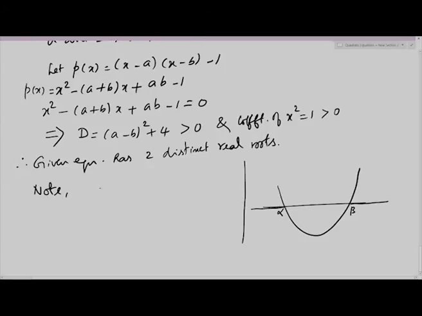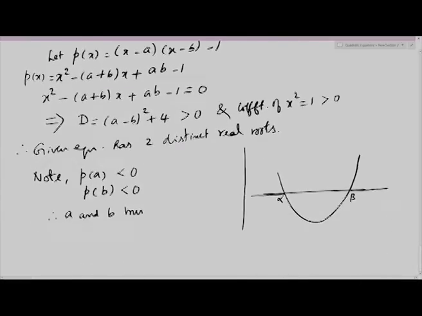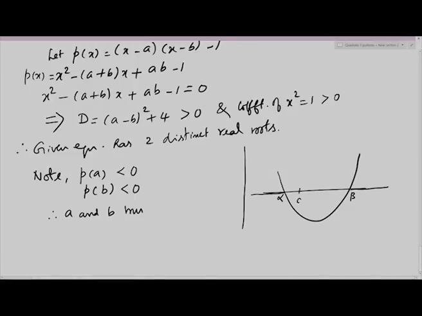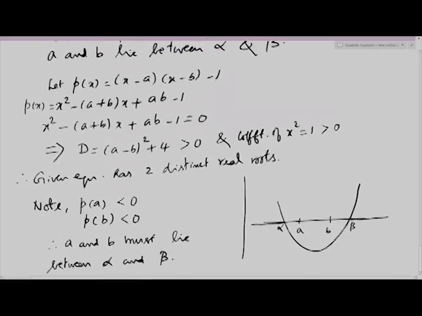Now, note that if I find P of a, this is negative because P of a is minus 1. Similarly, P of b is also negative. Therefore, and remember the function has a negative value only in between alpha and beta. Therefore, a and b must lie between alpha and beta. So, a and b, since already we have assumed a is less than b, so the first one can be a, the other one will be b, must lie between alpha and beta.